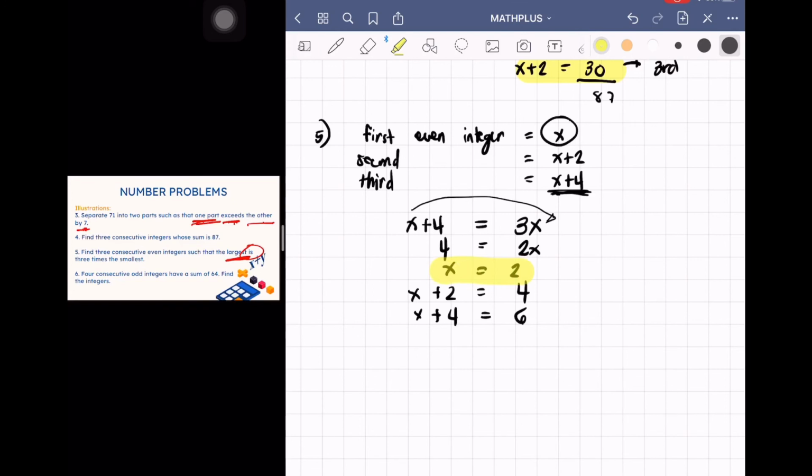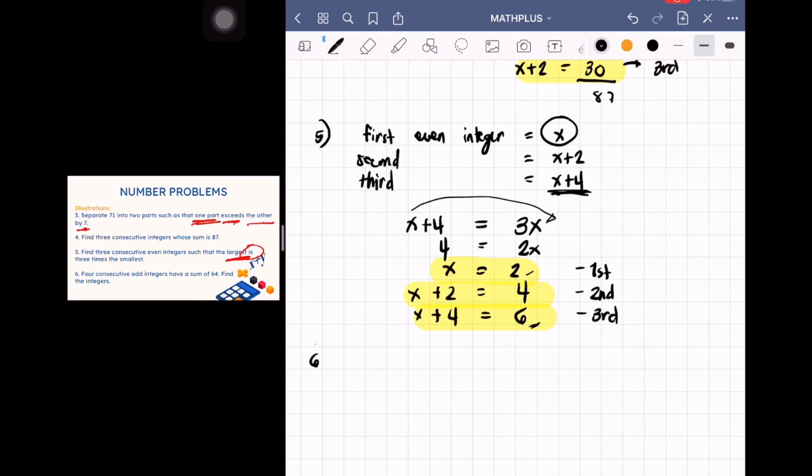And let me highlight our answers. This is your first, second, and third. It says here, the largest is 3 times the smallest, which is correct. If you multiply 2 by 3, you get the largest even integer, which is 6. Okay?